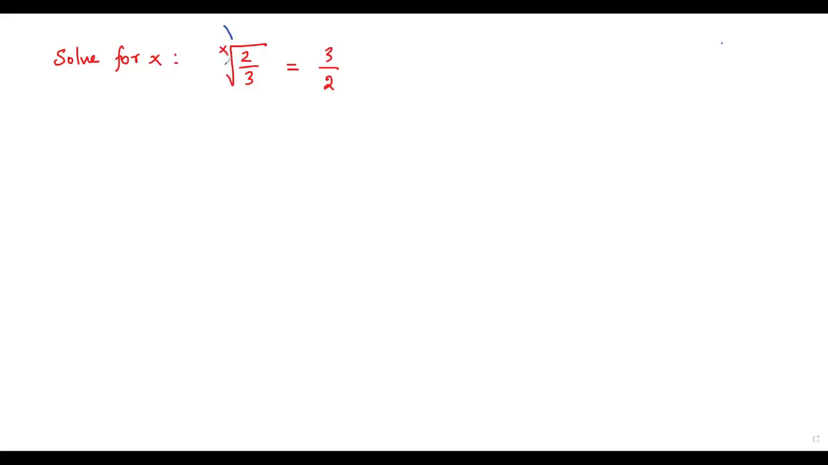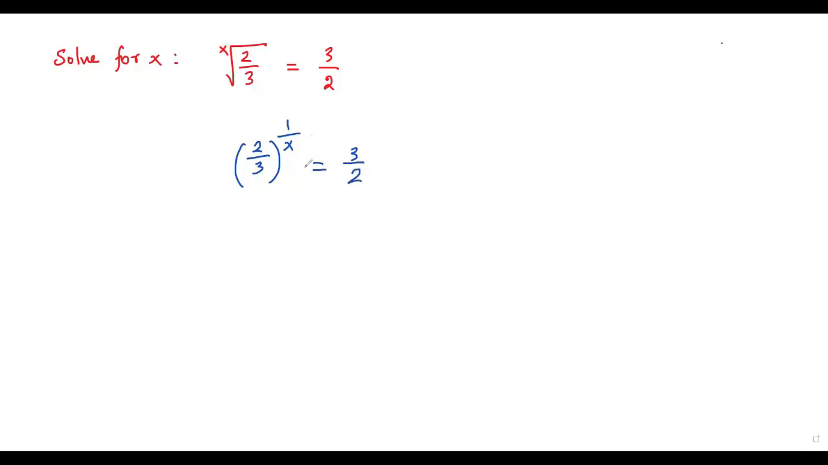The first thing I'm going to do in this equation is write this radical as an exponent. Whenever I write a radical as an exponent, the exponent is a fraction with numerator 1 and the denominator is the index of the radical. Here the index of the radical is x, so the exponent is 1 over x. On the right side we can write the stuff as it is, that is 3 over 2.